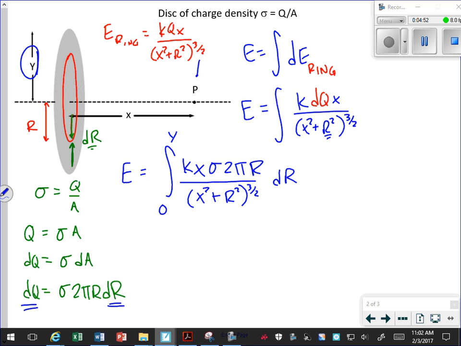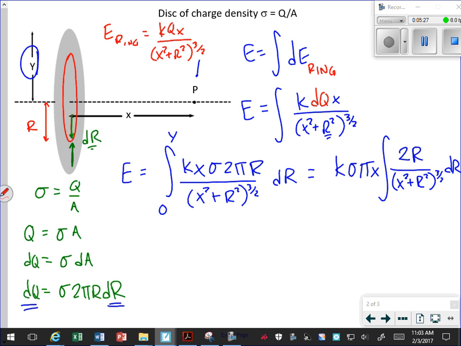Now, if you haven't done it already, it's not a bad time to take out some constants like k and sigma and pi. Now there's a 2, but I'm going to leave that in here. Oh, x is also a constant. So we have 2r over x squared plus r squared to the 3/2 dr.